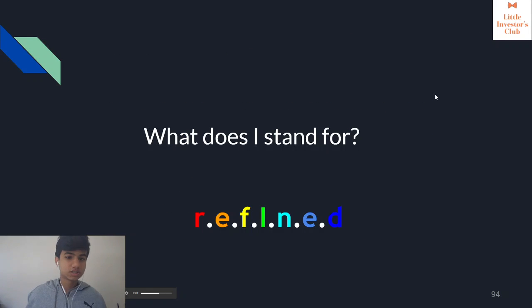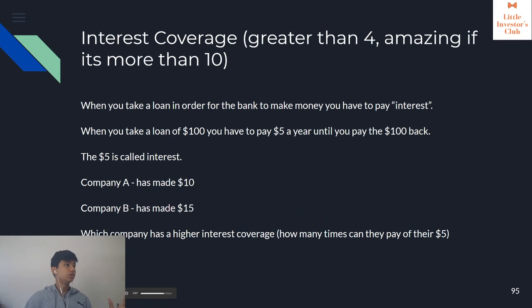Alright, so the next thing we'll be looking at is the I in refined analysis. And we know the I stands for interest coverage, and we want the interest coverage to be greater than 4, and it's really good if it's greater than 10. So what does interest coverage actually mean?